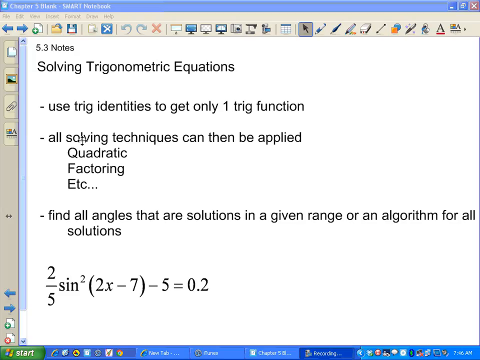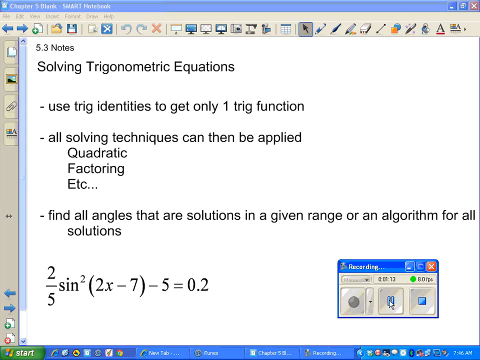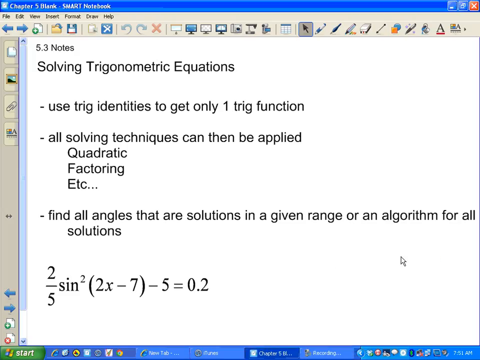After you get that, all solving techniques can be applied. So it might be a quadratic. It will look a little bit different. Once you get your only trig function, then all the solving techniques that we've learned in algebra can be applied. Another thing is, once you solve, you're solving for an angle, and there's going to be more than one angle that has that sine or cosine or tangent value.